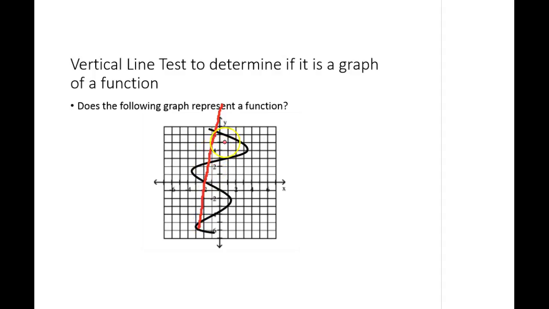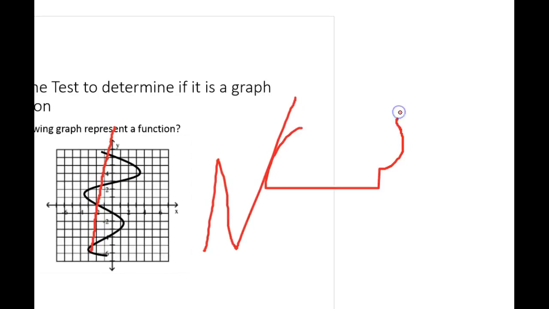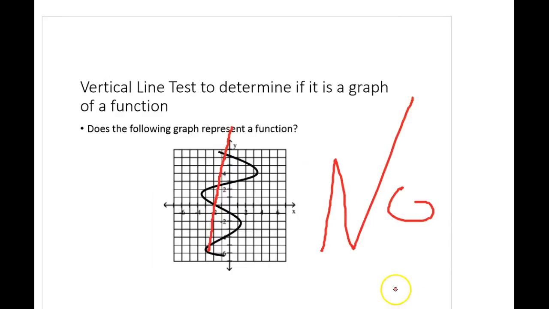This graph, though, I can draw a line and hit this straight line, if I were able to draw it straight. I hit that in multiple places, so is that a function? Absolutely not. No, it is not a function. I didn't mean to shift my page over there, but no, it is not a function. Because I can draw a vertical line and hit it in more than one place. All right, let's see what we have next.